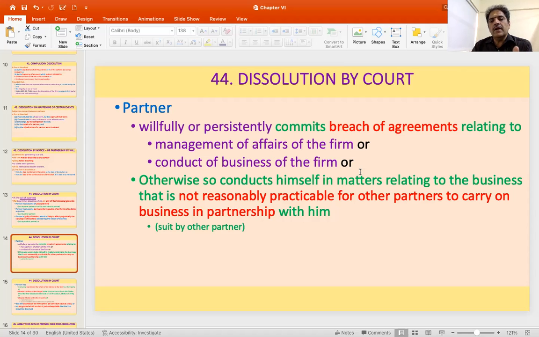Then, a partner otherwise so conducts himself in matters relating to business that it is not reasonably practicable for other partners to carry on business in partnership with him. So if he goes on writing complaints to the banks saying that this partner is a cheat, he is spending away money, he is taking away money, your loan will not be repaid, and gives these kinds of things where other partners within the business find it very difficult and impracticable to continue the business, then in those cases, you just draw the curtains on the partnership firm, for which you will file a suit. Any other partner who is affected by this kind of conduct of one of the partners will go to the court and apply for dissolution.